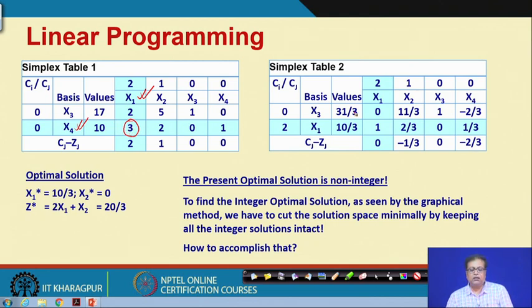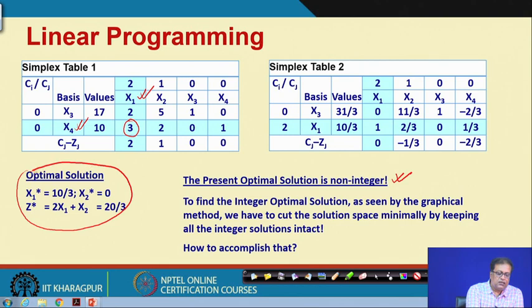So, all these computations are done and we found an optimal solution, and the present optimal solution is non-integer. What is that solution? x1 star equal to 10 by 3, x2 star equal to 0 and z star is 20 by 3. Please recall, in the graphical solution we first found the LP optimal solution, which is the same value. The same LP optimal solution we have found out.